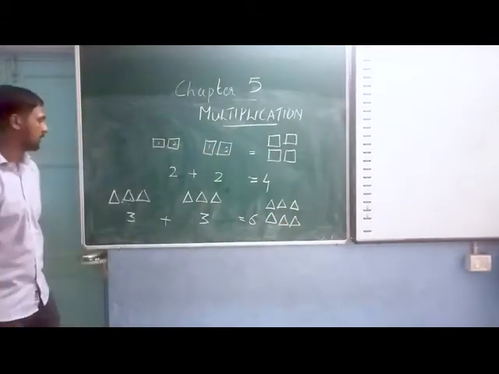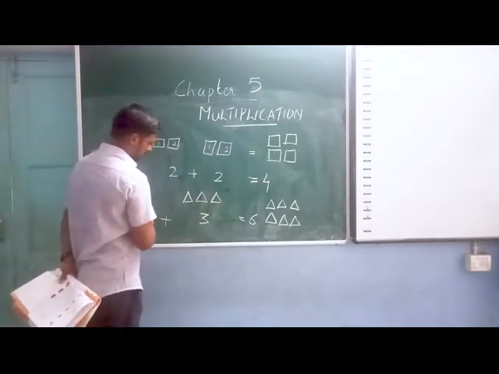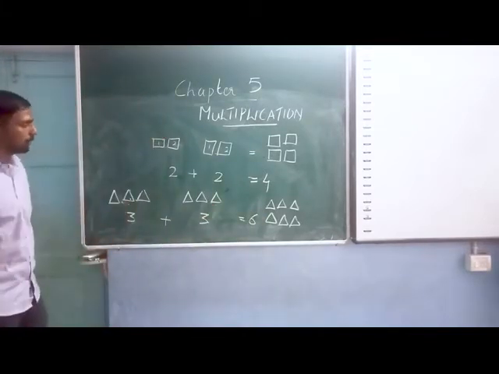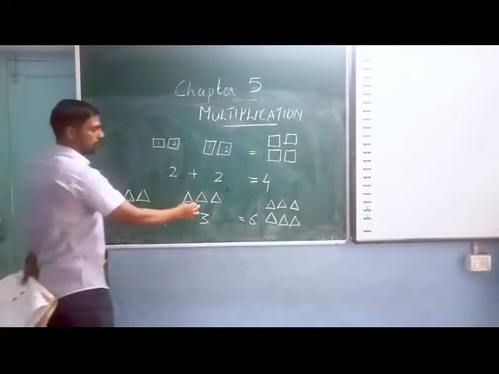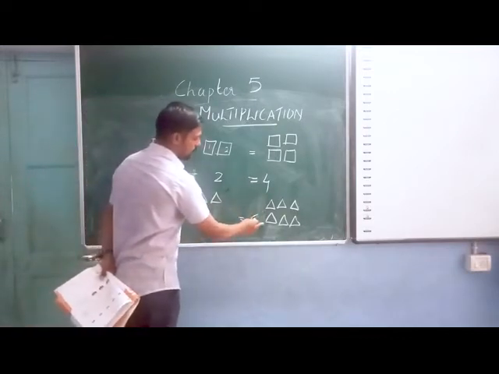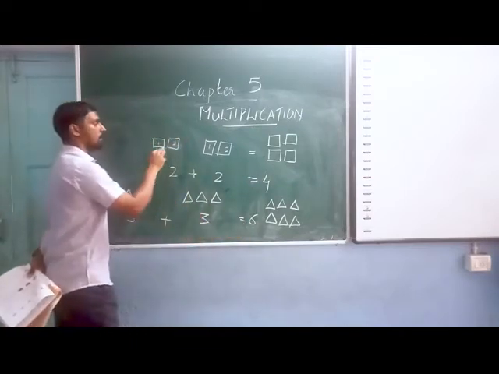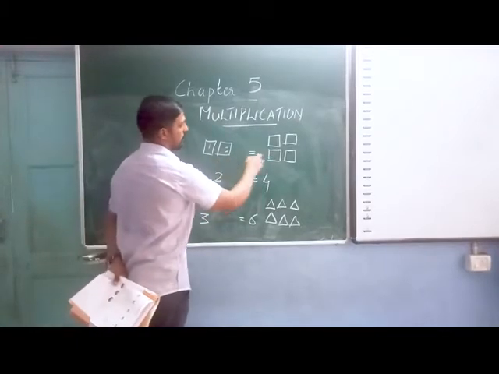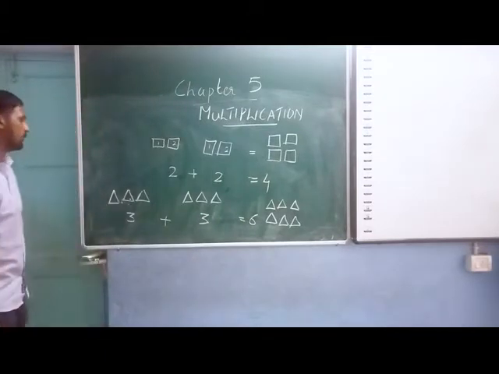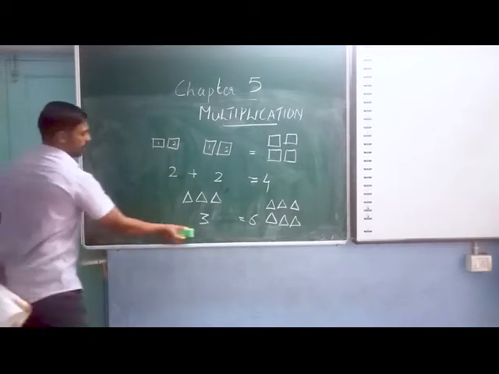So, understood students? This is called grouping. If you add the same numbers and they get a result, this is called grouping. They have the same shapes and we are grouping them together. You see, there are 2 sets of triangles. We group them into one. So, we added their numbers, 3 plus 3 is equal to 6. Here there were 2 squares and 2 squares here, and we group them into one, that became 4 squares. In that way we can group all the numbers.